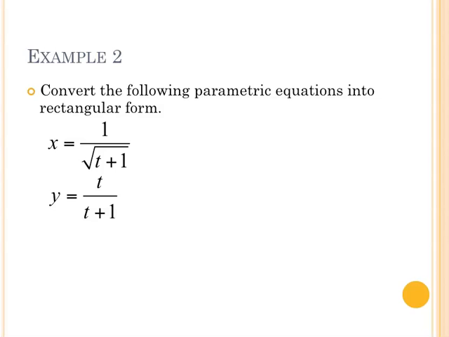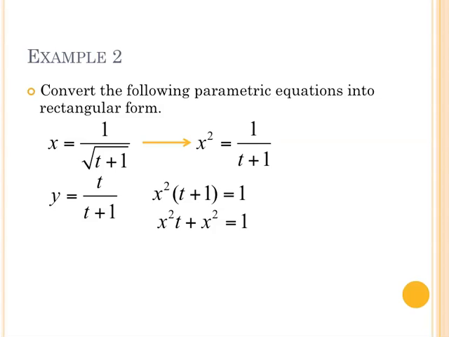So the first thing I'm going to do is square both sides. So we have x squared equals 1 over t plus 1. And let's get rid of the fraction. We definitely need that t in the numerator. So multiply both sides by t plus 1. And I'm going to go ahead and distribute the x squared. So x squared t plus x squared equals 1.